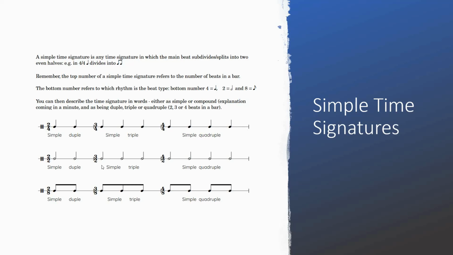Finally, we describe time signatures using a little terminology as well. I keep referring to these as simple time signatures. I used the term simple and explained at the start that a simple time signature means the beat subdivides into 2 equal halves. But then you can also call a time signature duple, triple, quadruple.